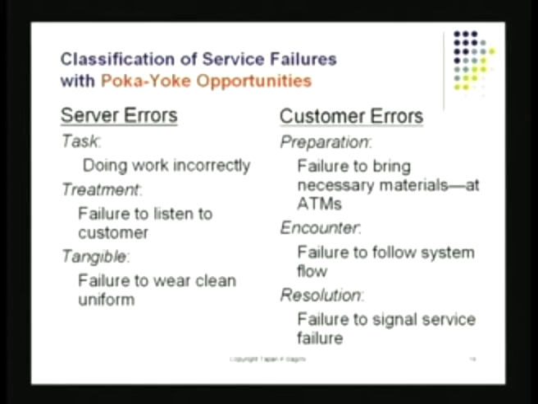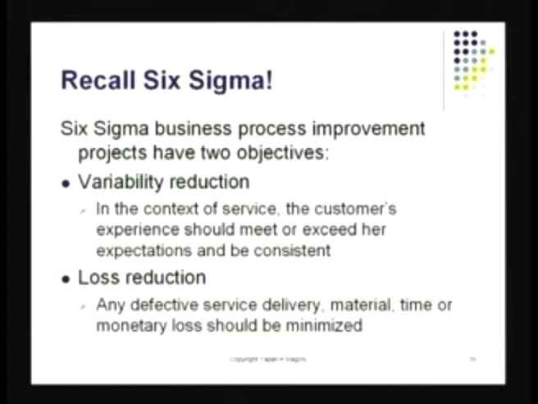So if there is a problem there, you're not able to signal, and therefore you can't really have the thing resolved. These are opportunities where mistake proofing can be done. And I'm going to give you some examples.